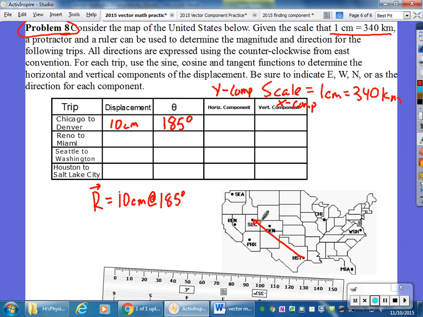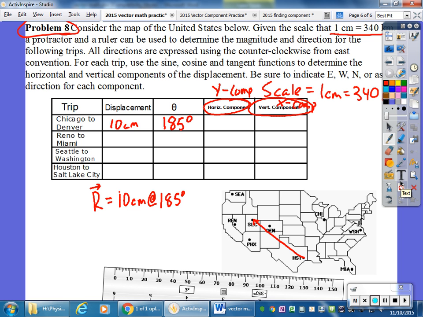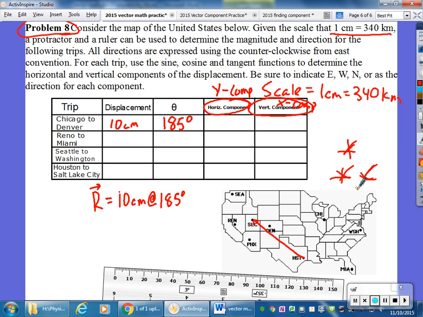Again, use your protractor and ruler, measure your magnitude and direction, then solve using sine and cosine to solve for your vertical and horizontal components. So you'll have a total of 4 problems for this one. And hint, hint, hint, this is a very important question. Very star, star, star, star, star, star important question. Yes, that means you'll probably see it again, maybe on the test. So get your math done.